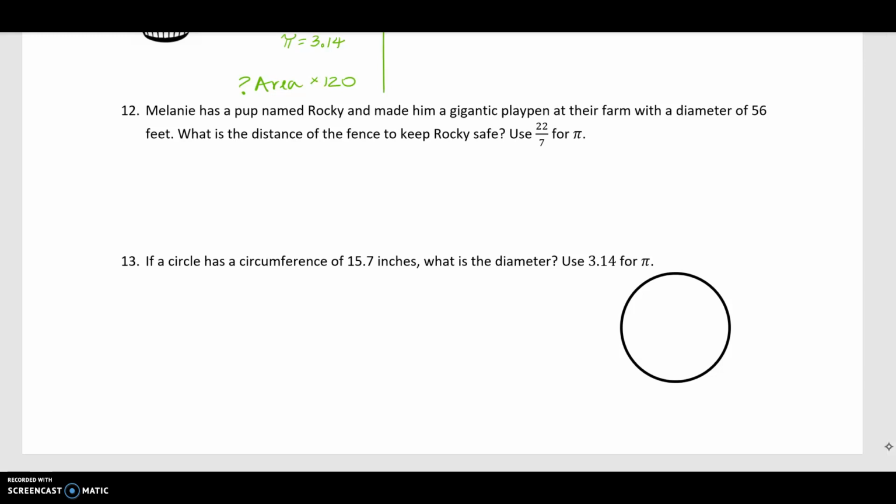And last but not least, number 13, if a circle has a circumference of 15.7 inches, what is the diameter? Okay, so circumference and diameter means C equals pi times D. Plug in the numbers you know. So circumference is 15.7 equals pi. We know pi is 3.14. And what is the diameter? So remember, this is just like if we said 6 is 3x, right? I want to get x by itself, so I divide by 3. And x would be 2. So same process. So you're going to divide your 15.7 by 3.14. All right, good job.